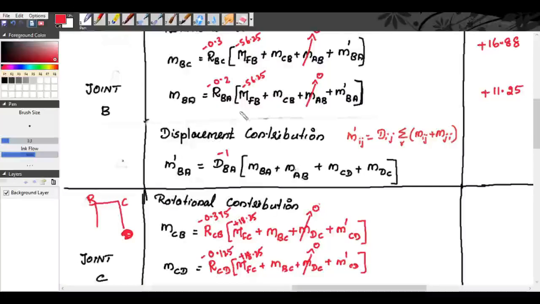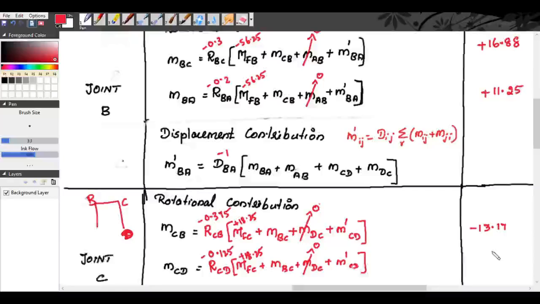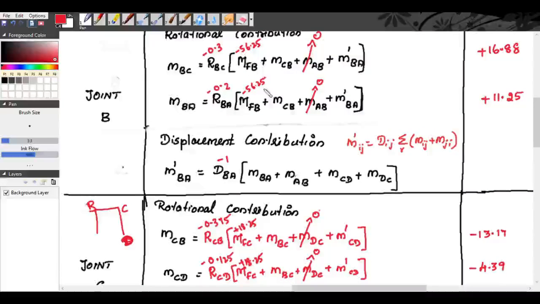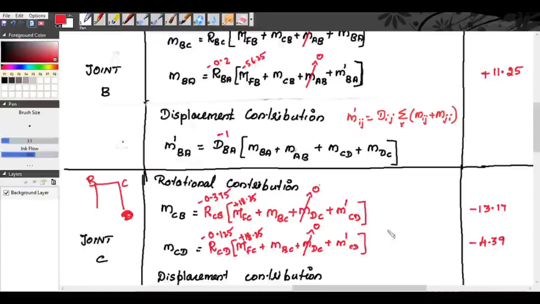So, value for MBC is plus 16.88. So, calculate, we get MCB, that is rotational contribution, MCB is equal to minus 13.17. Similarly, MCD is equal to minus 4.39. See, for both the cases, this is 0 for the first iteration, MBC. The value is MBC is equal to plus 16.88. Okay. Now we will calculate the displacement contributions.